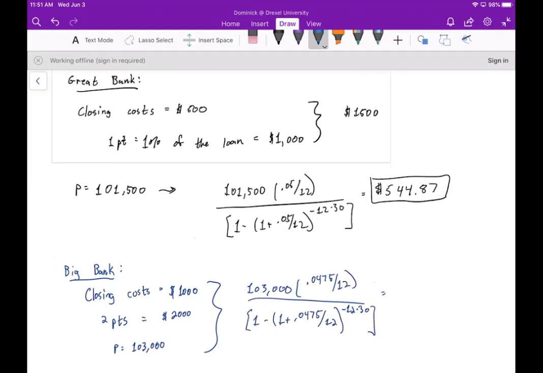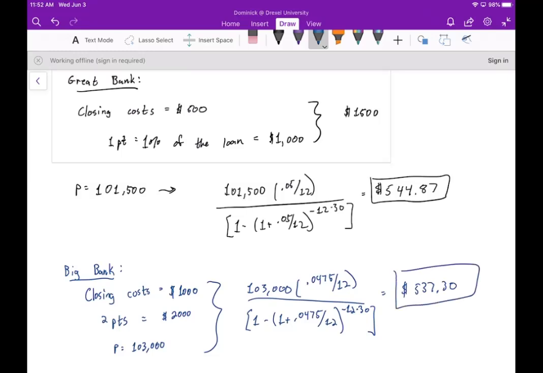Okay, so we ought to figure out our monthly payment. So 103,000 times 0.0475 divided by 12. And then we're going to divide that by 1 minus 1 plus 0.0475 divided by 12. Close that, raise that to the minus 12 times 30. Close everything up, and we'll see that here that our monthly payment is $537.30.